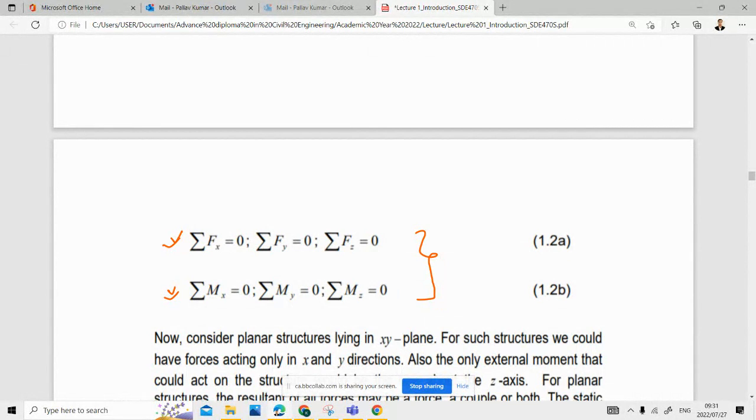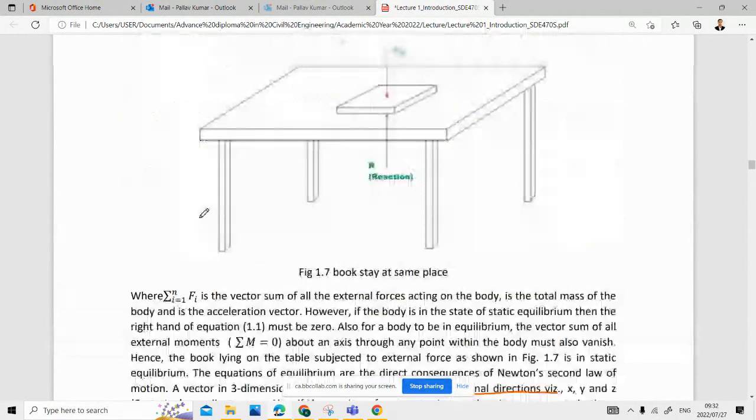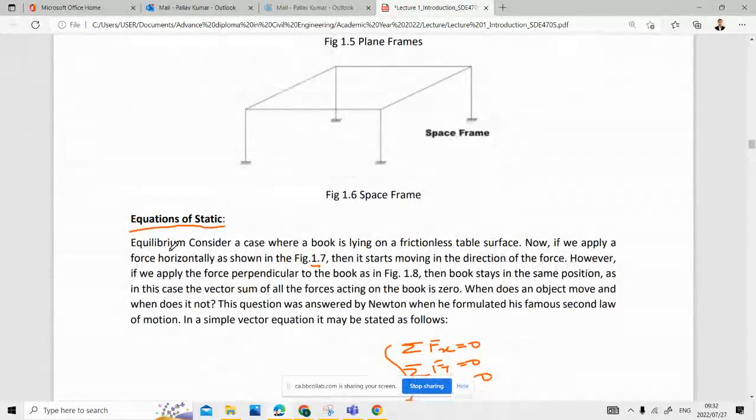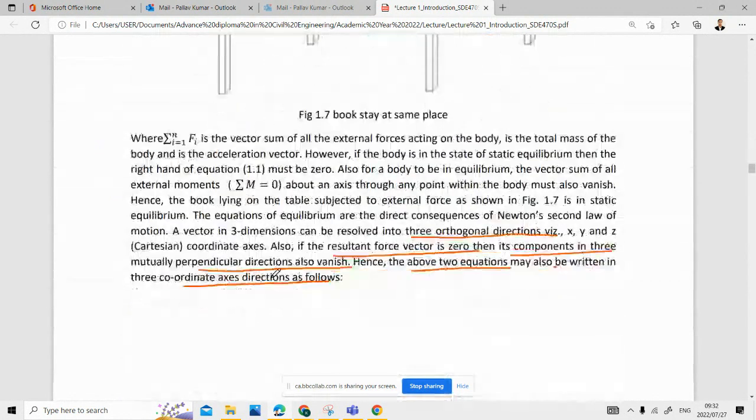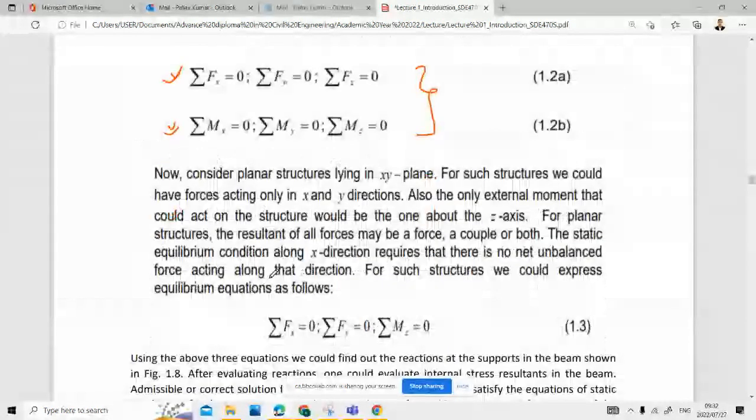So your next tutorial will be: explain equation of static equilibrium, right? So this is your next question. Is it okay? Yes, sir. Yeah, let's move on. So just read nicely and you need to explain it. These all have been covered in your previous material.